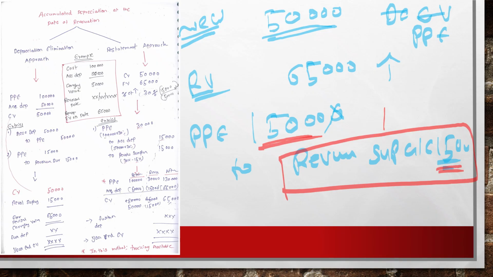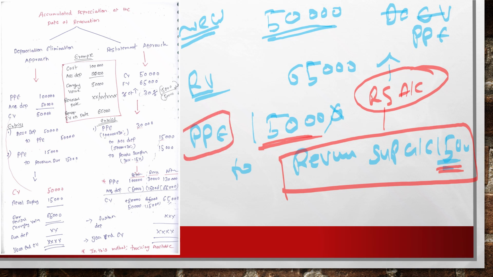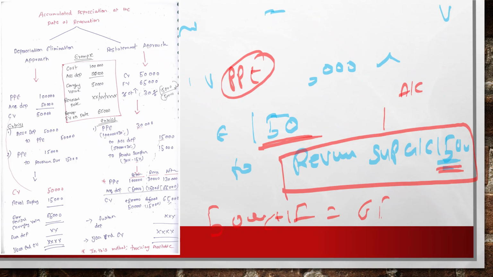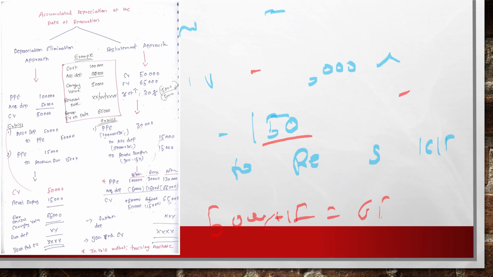How will you treat this revaluation surplus account? I will do that in the next videos. Until now I will explain this revaluation from the PPE side. So how will you treat this PPE and all, I will explain first. So your new value is 50,000 plus 15,000, 65,000, is your new PPE cost after reversing the accumulated depreciation.